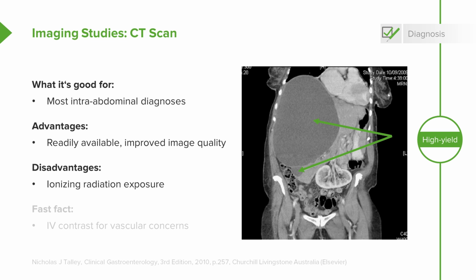The disadvantage here is that it's ionizing radiation exposure. So you're exposing someone to radiation. And that matters because over the course of a lifetime, we know that radiation exposure can add up and potentially put patients at increased risk for malignancy. So we want to make sure that we're being thoughtful about when we're using this, and we want to make sure that we're using it in the appropriate patient setting. Now, if you're worried about any kind of vascular concerns, you want to go ahead and give intravenous contrast, and that's going to help light up the blood vessels and make them easier to see.